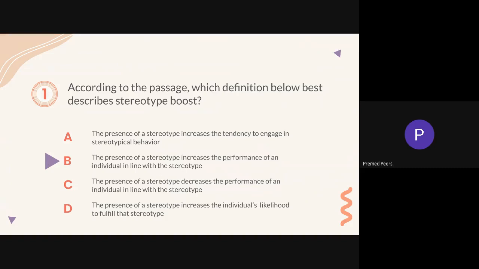So the correct answer is B. Based on the passage, we need to assume that stereotype boost and stereotype threat are opposite of each other. Stereotype threat decreases the performance of an individual. Stereotype boost should, on the other hand, improve performance. So choice A is wrong. Stereotypes do not impact behavior, but rather performance. Choice D is wrong. This describes the self-fulfilling prophecy, which states an individual's expectations will result in an individual behaving in a way that confirms this expectation.